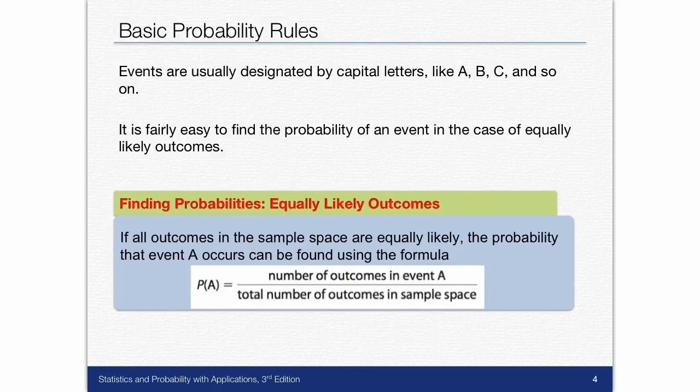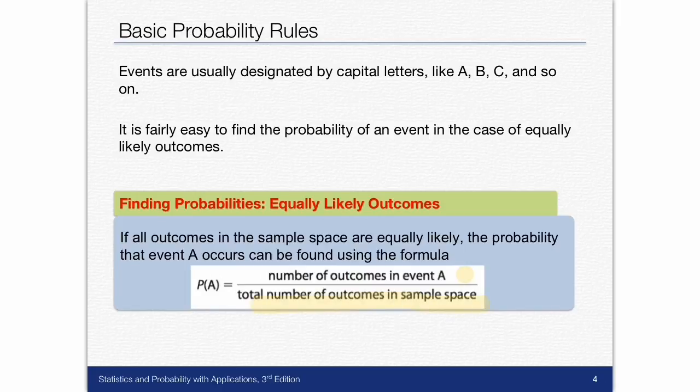It's fairly easy to find the probability of an event in the case of equally likely outcomes. So the formula for finding probabilities when it's equally likely outcomes: if all the outcomes in the same sample space are equally likely, the probability that event A occurs must be found using this formula. The number of outcomes in event A, whatever it is we're looking for, divided by the total number of outcomes in the sample space, all of them.